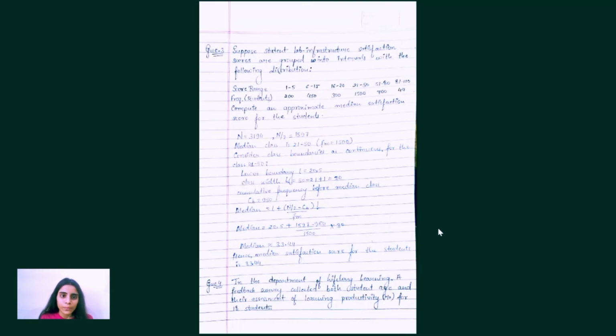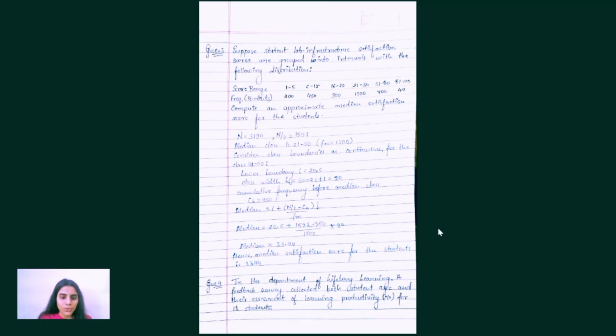After it, question number 3 is: suppose student lab infrastructure satisfaction scores are grouped into intervals with the following distribution. This is a distribution and we have to find the median here. So we can write the formula of median and find this.